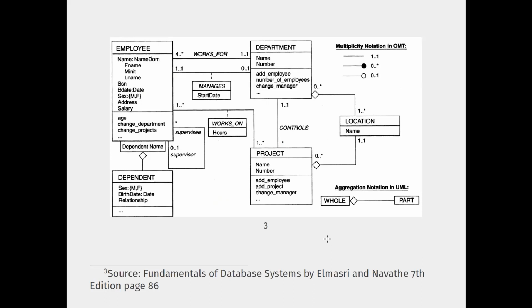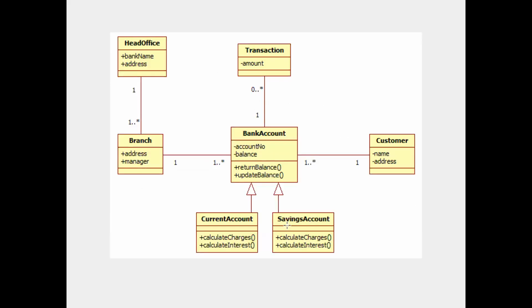Another example from Namathi's book, the latest version. So you can see how they have modeled using aggregation network. Another example where we have bank account in the middle, and the customers, transactions, everything is outside.